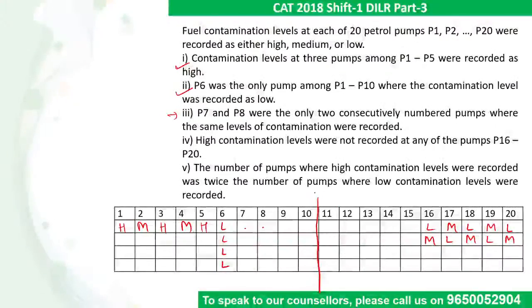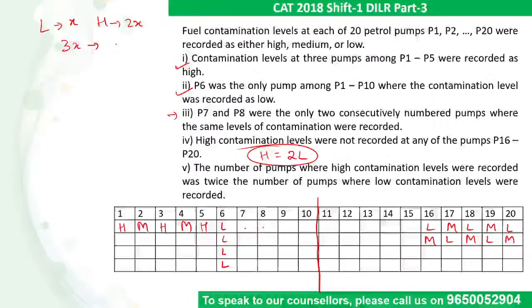The number of pumps where high contamination levels were recorded was twice the number of pumps where low contamination levels were recorded. So high is equal to 2 times low. Let us find the minimum and maximum possible number of mediums. This will give us the number of high and low. So if low is x, then high will be 2x of the pumps. So the total will be 3x.